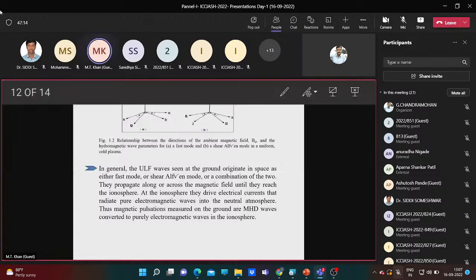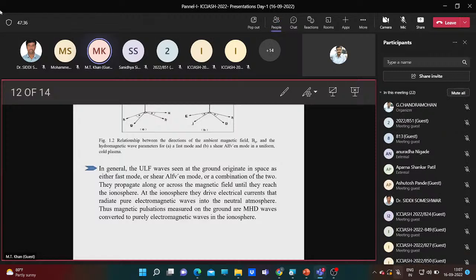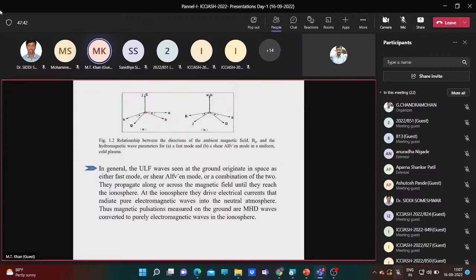In general, the ULF waves seen at the ground originate in space as either fast mode or shear Alfvén mode, or a combination of the two. They propagate along and across the magnetic field until they reach the ionosphere. At the ionosphere, they drive electric currents that radiate pure electromagnetic waves into the neutral atmosphere. Thus, magnetic pulsations measured on the ground are MHD waves converted to purely electromagnetic waves in the ionosphere.